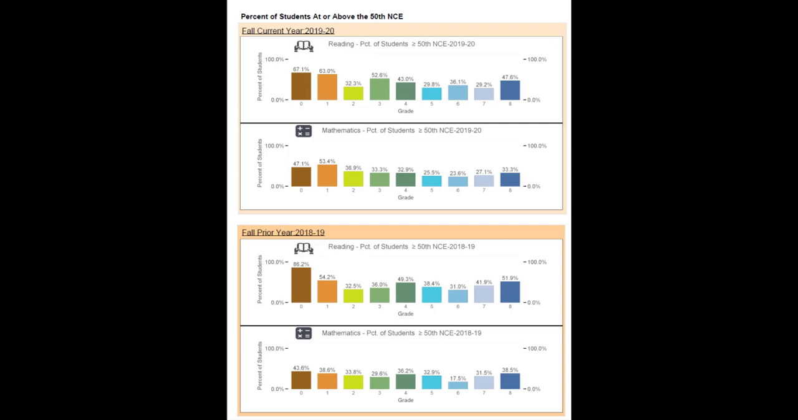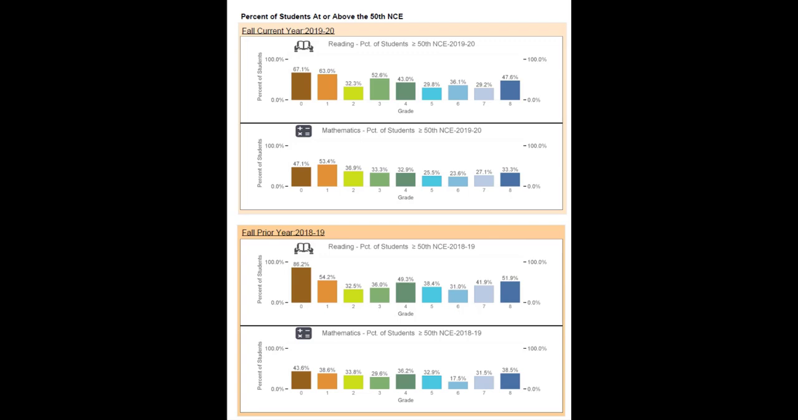Page 3 of your report will give you a deeper dive into the distribution of your students based on the percent at or above the 50th NCE for both math and reading from the current administration, in this case back 1 full year to the previous year. So in this particular example, I see a grade 0, and grade 0 on these reports represents kindergarten. I see in kindergarten where we have a decent percentage, 67% of students are at the 50th or above NCE. 1 year prior, we had 86% of our kindergartners at that.